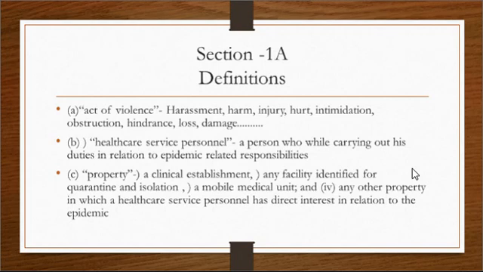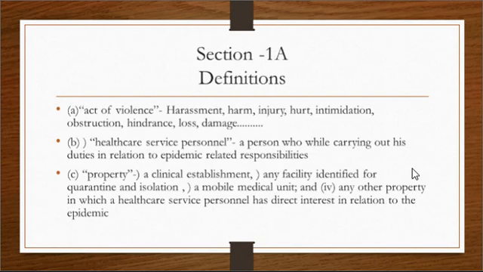So the definition clause has started with defining what is an act of violence. Please remember, if I tell you the name of the acts, if these acts are committed by any person against a healthcare service personnel who is serving during an epidemic, for example harassment that impacts the living or working condition of healthcare service personnel, and harassment which is preventing healthcare service personnel from discharging his duties, that is an act of violence.